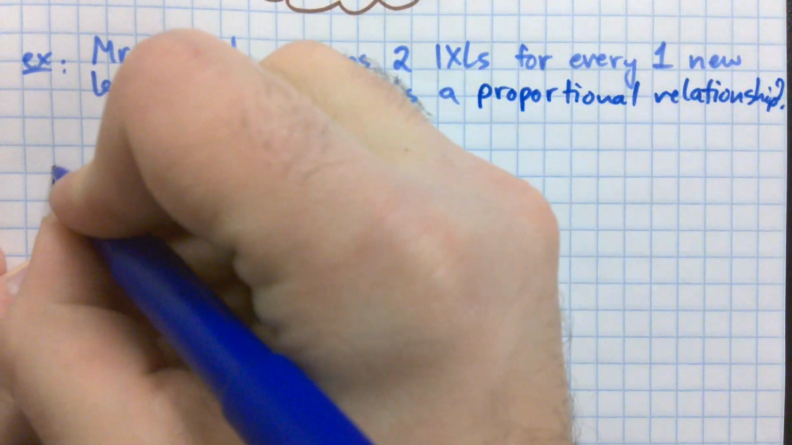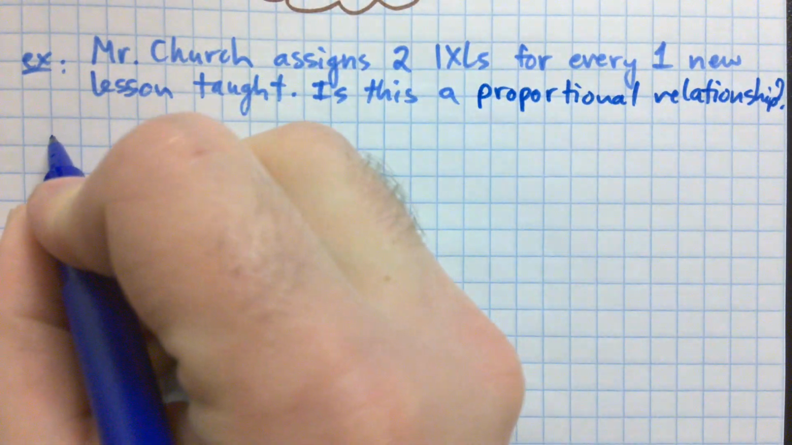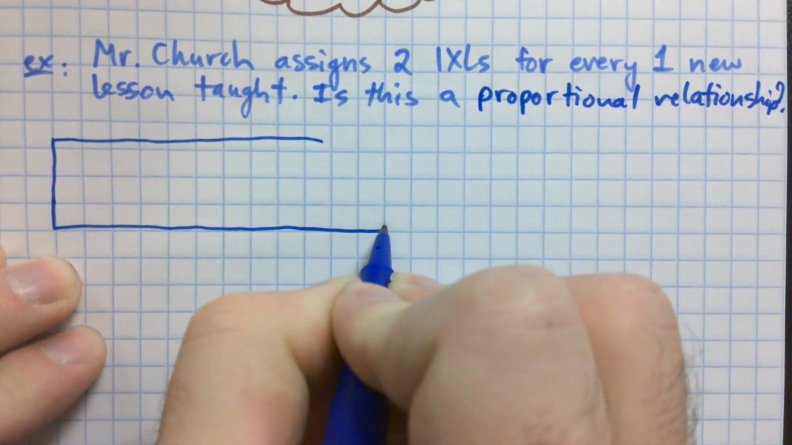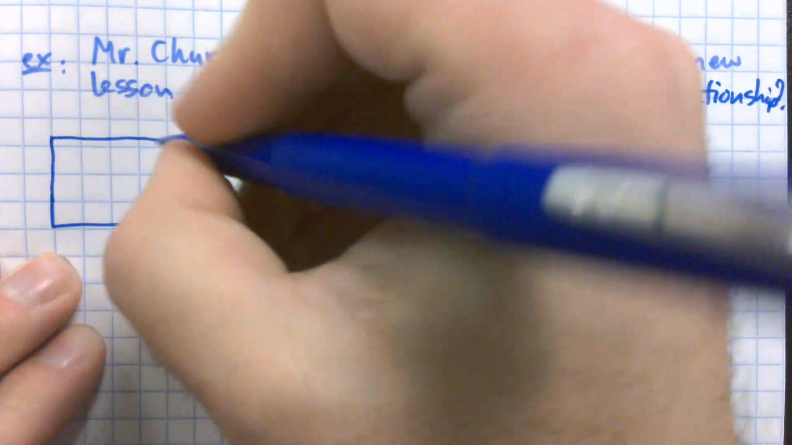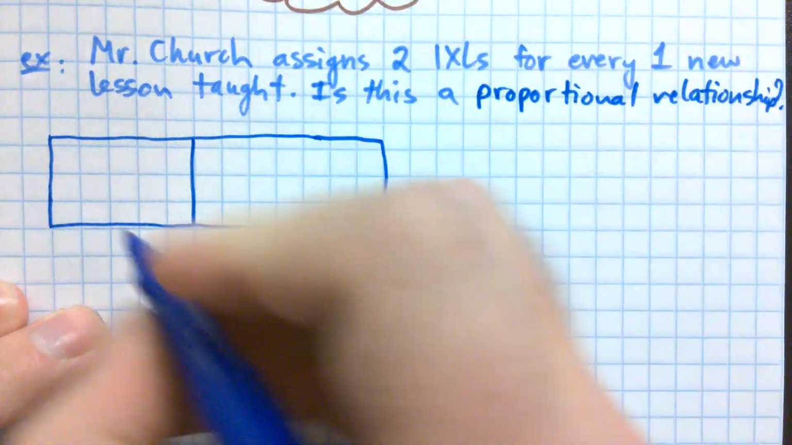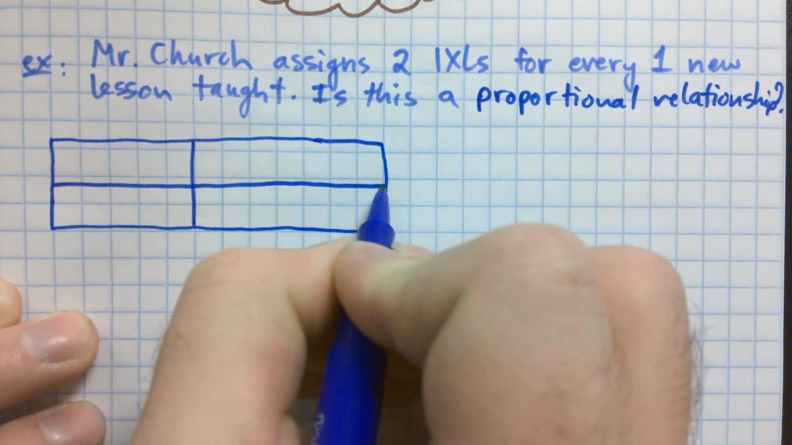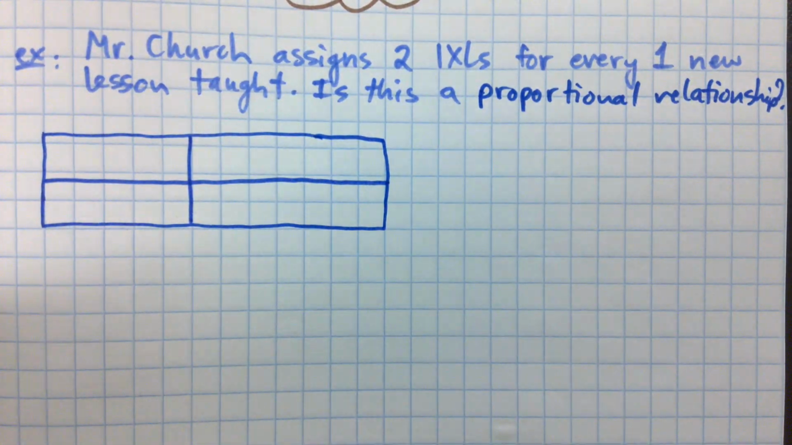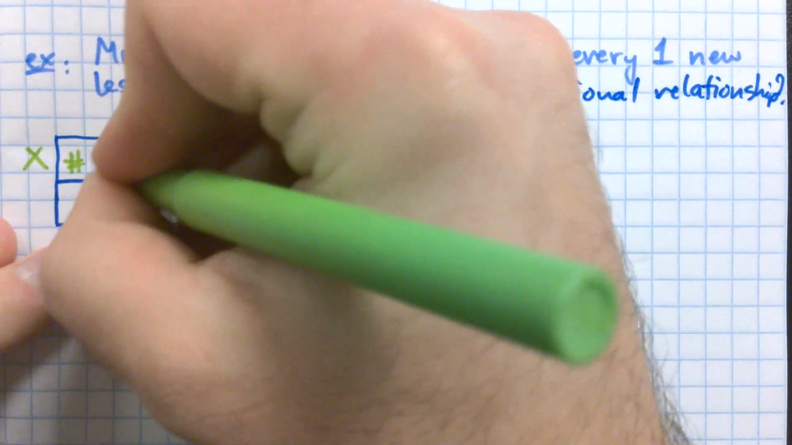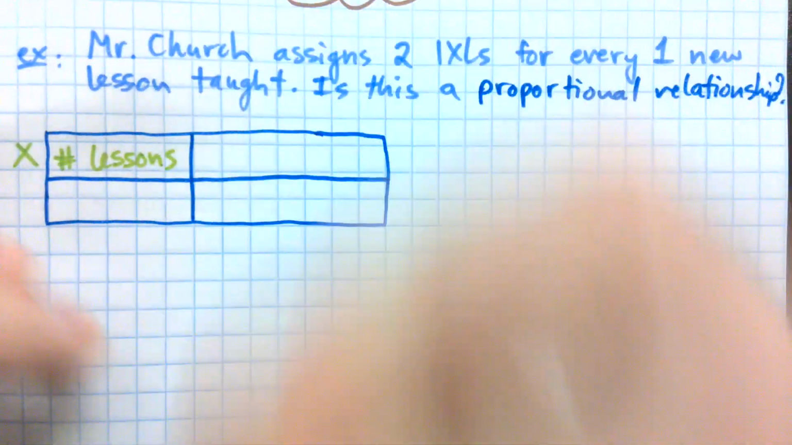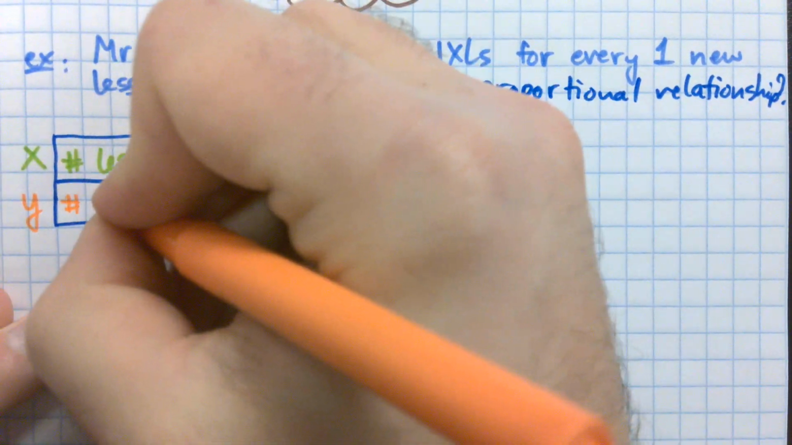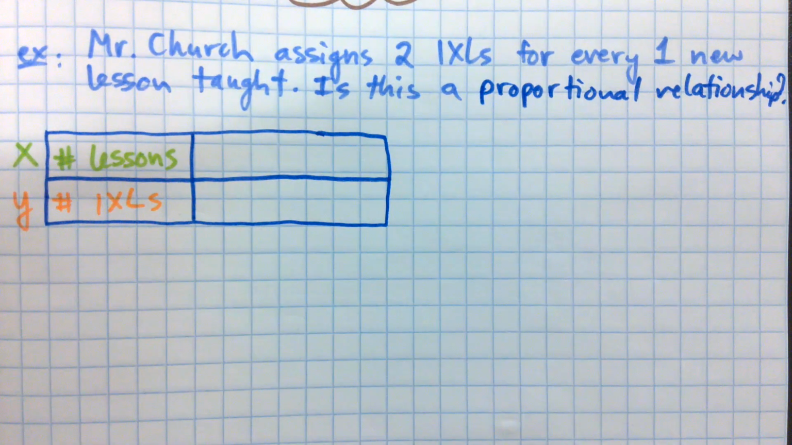Let's go ahead and draw another little table like we did yesterday, where X is going to represent the number of lessons and Y is going to represent the number of IXLs.